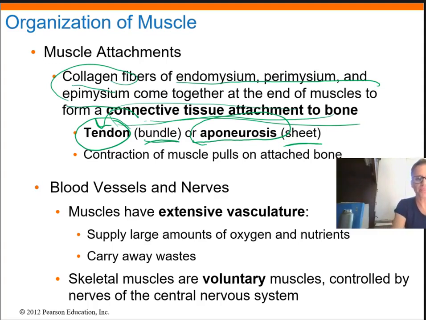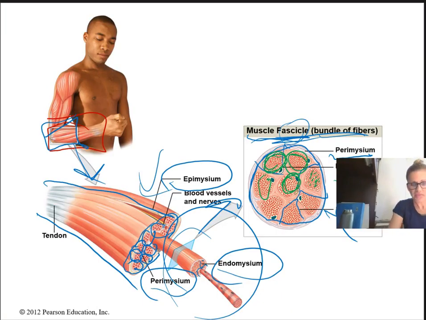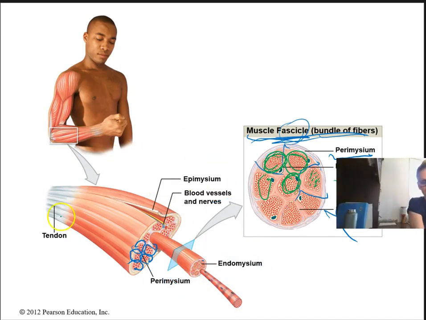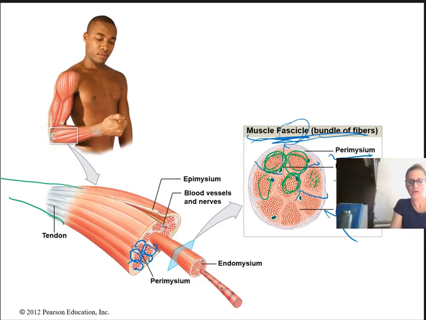So let me show you on this page back here. On this slide, you see at the end, the white structure, that's a tendon. All of the connective tissue, the collagen, comes together and it forms this connection to the bone, this tendon. If instead of being like my pinky, this tight round bundle, it was a perfectly flat, broad sheet of collagen, that's what an aponeurosis looks like.